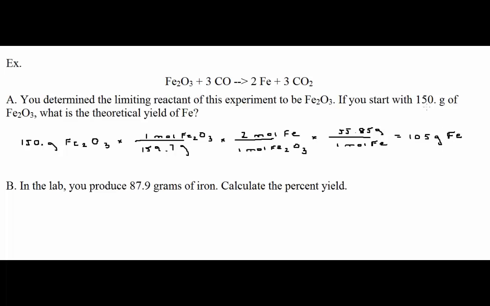Ideally, if I start with 150 grams of iron 3 oxide, I should produce 105 grams, but as you'll notice, that's not the case. Part B asks me to then calculate the percent yield. Remember, the percent yield is your actual yield divided by your theoretical yield. My actual yield, what I actually got in the lab, was 87.9 grams. So I'm going to take my actual yield and divide it by my theoretical yield, which was 105 grams. I'm going to multiply that by 100%, and that will give me my percent yield.